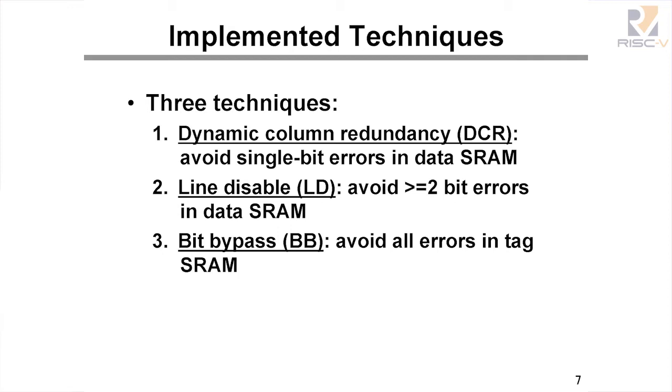The first 2 techniques protect the data portions of the arrays. There's also tag portions that need to be protected. So the last technique uses standard cells to essentially bypass the failing cells inside tag or other arrays, like a branch predictor.